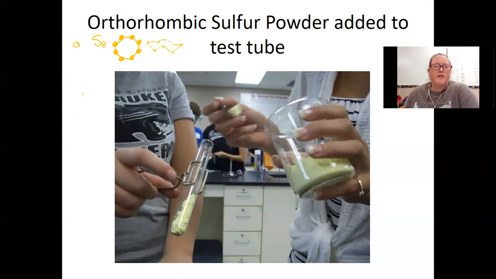So orthorhombic sulfur, the crystals are very short and blocky. And the molecules will be arranged in an orderly way that is also very short and blocky. That's why, if we could see the crystals on a macro scale, we would see these short blocky crystals. So that is orthorhombic sulfur.